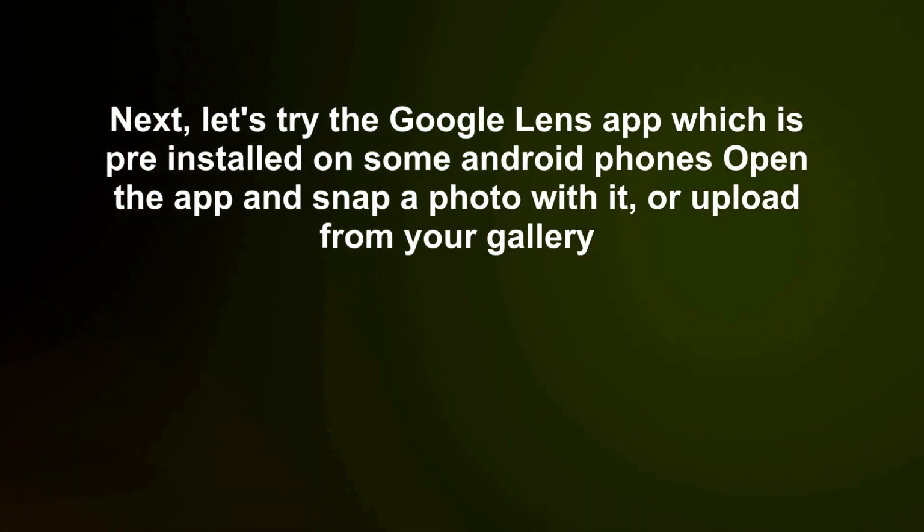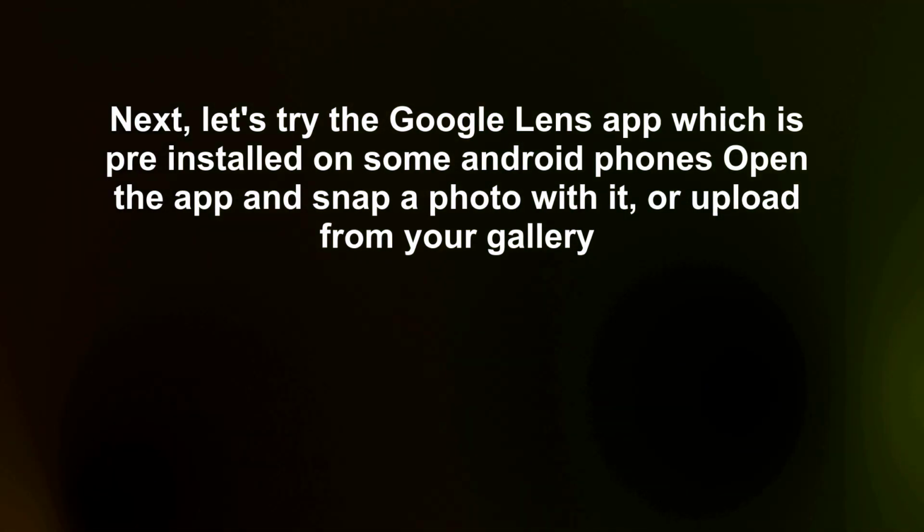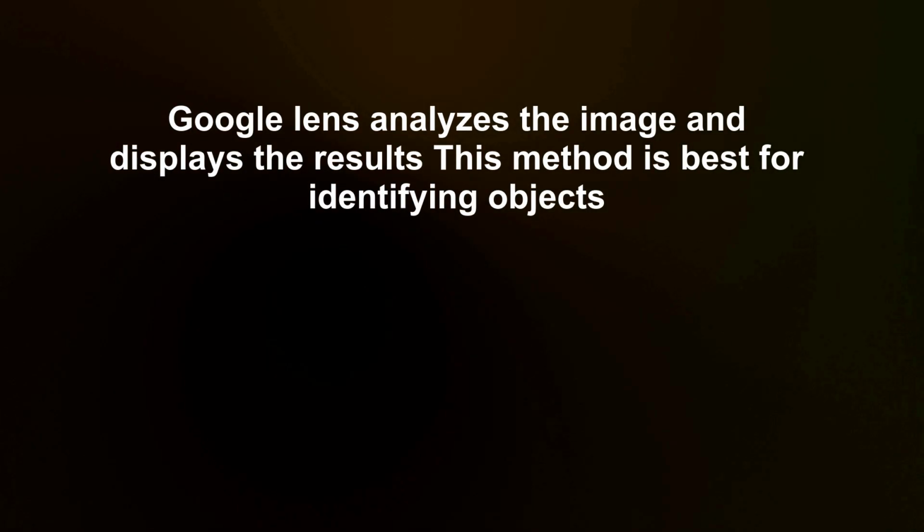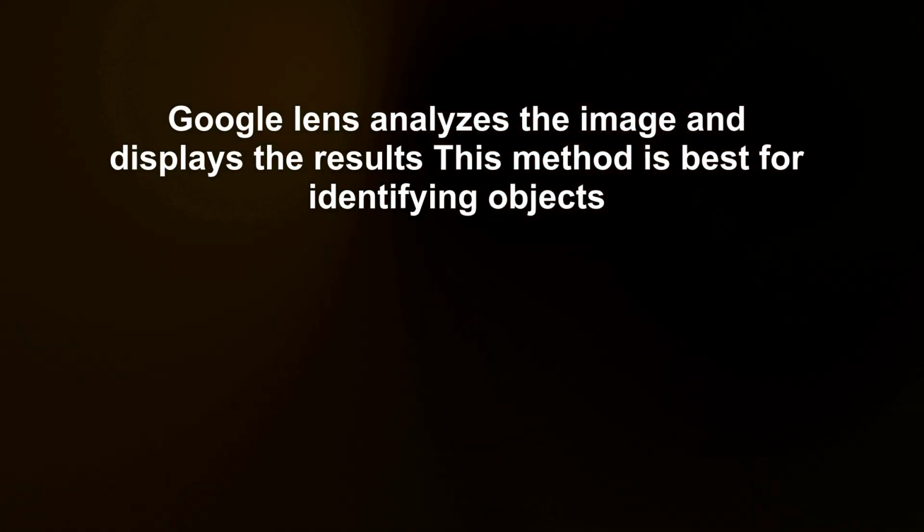Open the app and snap a photo with it, or upload from your gallery. Google Lens analyzes the image and displays the results. This method is best for identifying objects.